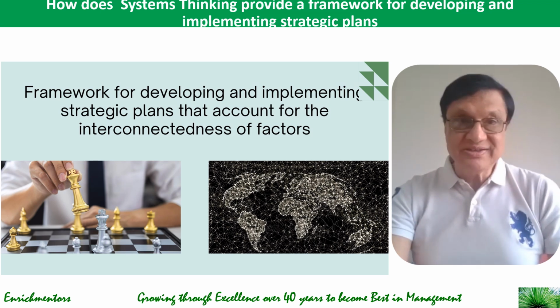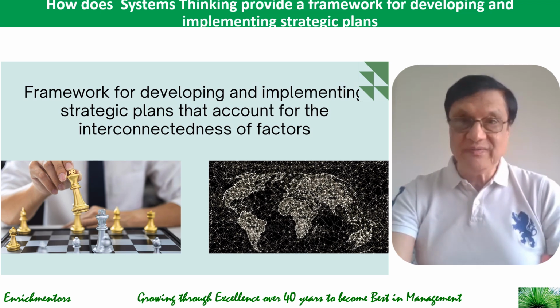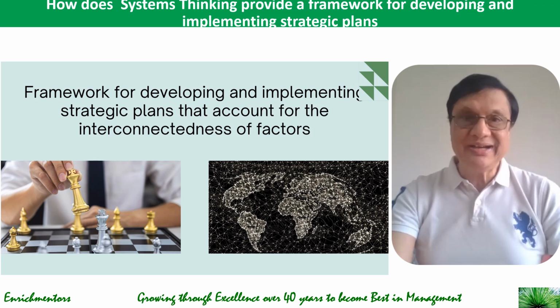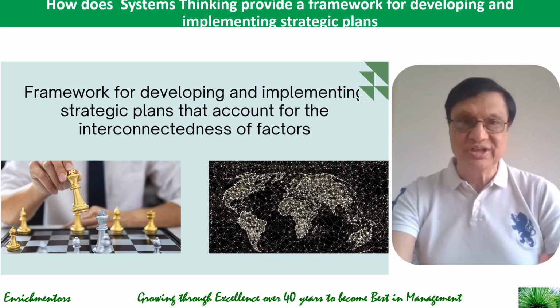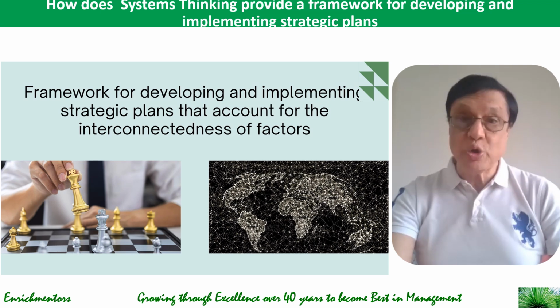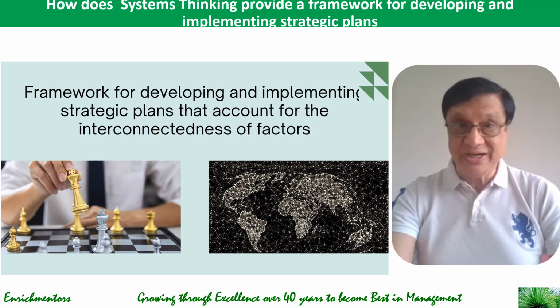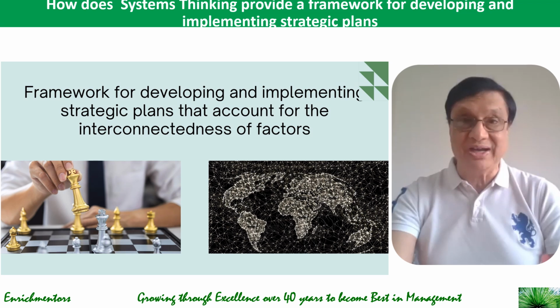So overall, system thinking provides a comprehensive framework for developing and implementing strategic plans that account for the interconnectedness of factors which influence the organization or system. By adopting the holistic perspective, analyzing interdependencies, analyzing feedback loops, analyzing system dynamics, conducting scenario analysis, and engaging stakeholders, you as a strategic planner can develop robust and resilient strategies. Mind the words, robust and resilient strategies that will drive your organization to success in a complex and dynamic environment.